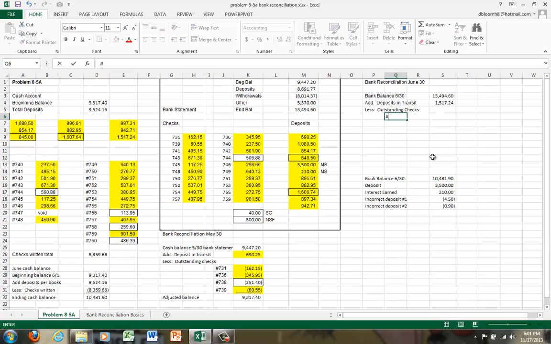So the first outstanding check that we have is number 738. Remember from last month, that isn't yellowed out. And we want to subtract the $251.40. Now we can note that we have added that one to the bank reconciliation, so we can tick off and make sure that everything's dealt with. Then we have 3 from June, number 756. And that amount is for $113.95.